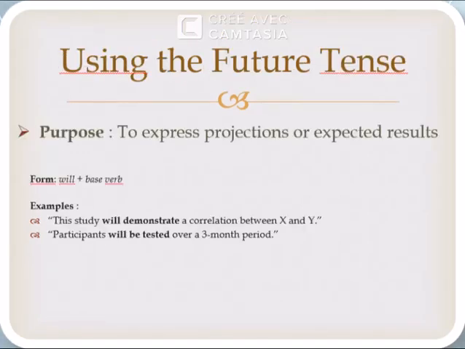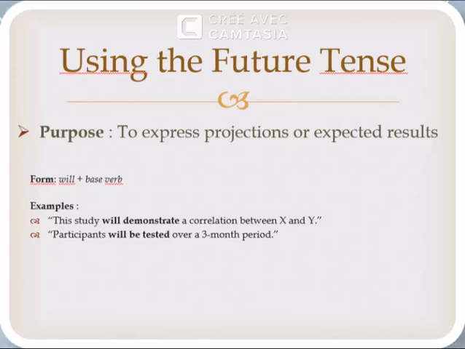Now let's look at how we use the future tense in academic research writing. The main purpose is to express projections or expected results. In other words, what we think will happen based on our study. The structure is simple. We use will plus the base form of the verb.